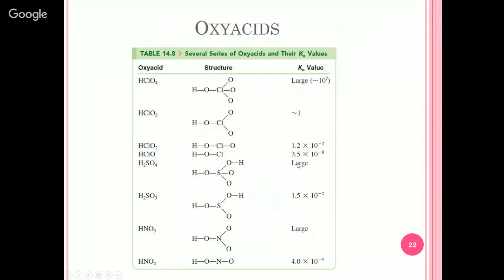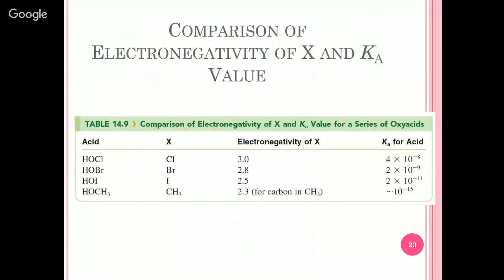Sulfuric acid has a very large Ka, meaning the first proton dissociates readily. With H2SO3, or sulfurous acid, we see a Ka that is smaller. So more oxygen means a stronger acid. Nitric acid versus nitrous acid: a very large value here, so this proton goes away completely. And now we see a Ka value of times 10 to the negative 4th, which means that most often this proton stays attached to the oxygen. So when you're looking at oxyacids, the more oxygens you have, the stronger you are.